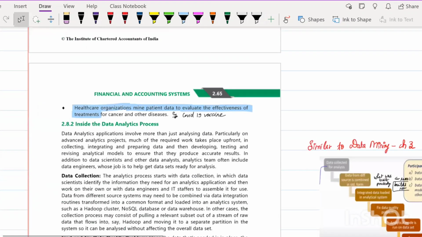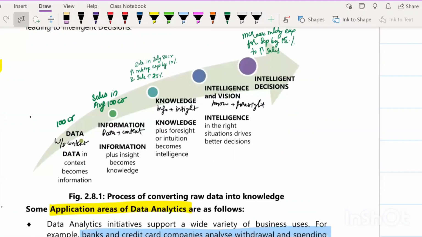So here, first you have data. There are 5 stages to this. First you have data. Suppose I just tell you bluntly that our company has got 100 crores. If I tell you just 100 crores, you will not understand what it is. So what is data? Data means something without context. If I tell you just 100 crores, you will not be able to understand.